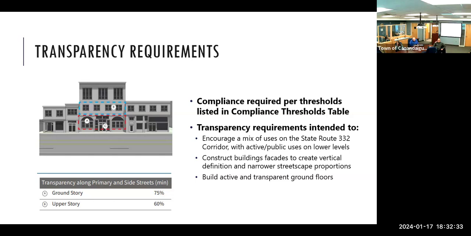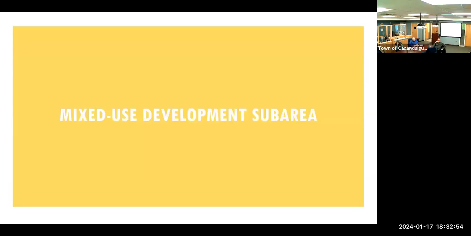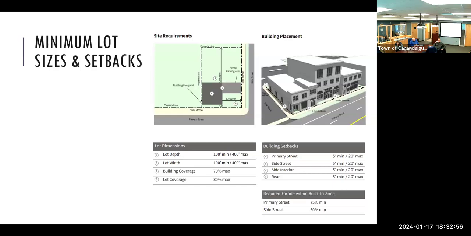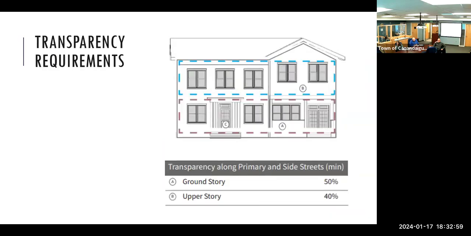It's kind of very industry standard for an upper story. And within that, you can still have a reasonable amount of privacy if you have residential units on those upper stories, if you have office spaces, or whatever the case may be. The transparency requirements, you go down a few more slides, in the mixed use sub area are quite a bit lower, recognizing you can have just singular residential units within this area.